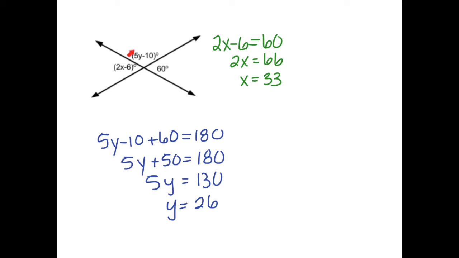I can find y using what's given. 5y minus 10 plus 60 is going to equal this 180 degrees, that linear pair. Solving for y, you get 26. So I was able to solve for y without using x, and I was able to solve for x without using y. And you want to try to do that. It's just safer practice so that you're not getting wrong answers and carrying an incorrect answer through another part of the problem.